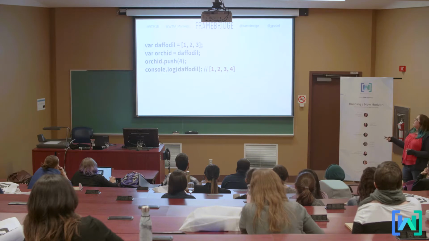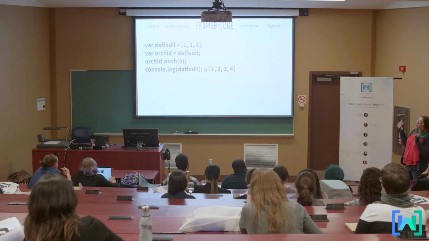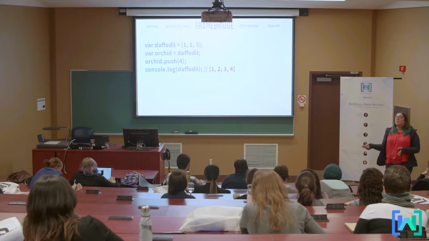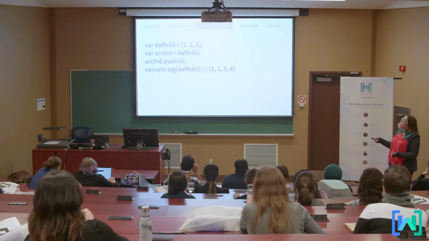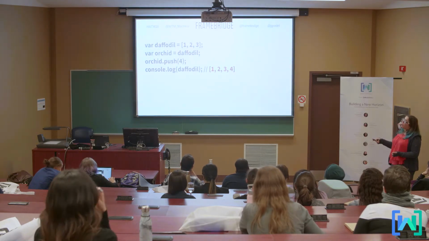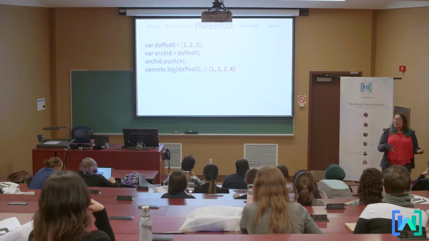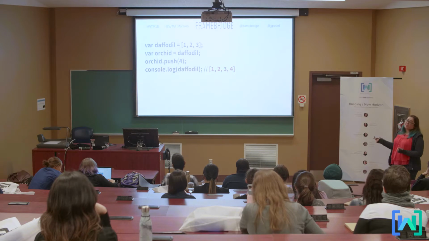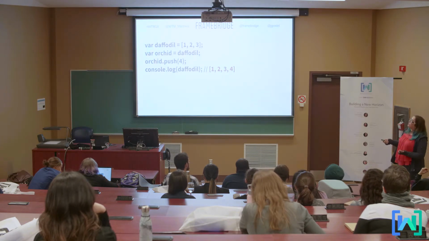So up here, we're setting up an array, putting it somewhere with these values 1, 2, 3, 4, taking the reference to it and using that in daffodil. Then we're setting up orchid and putting the same reference in orchid. And so both, orchid.push is affecting that one array that we have with two different names.